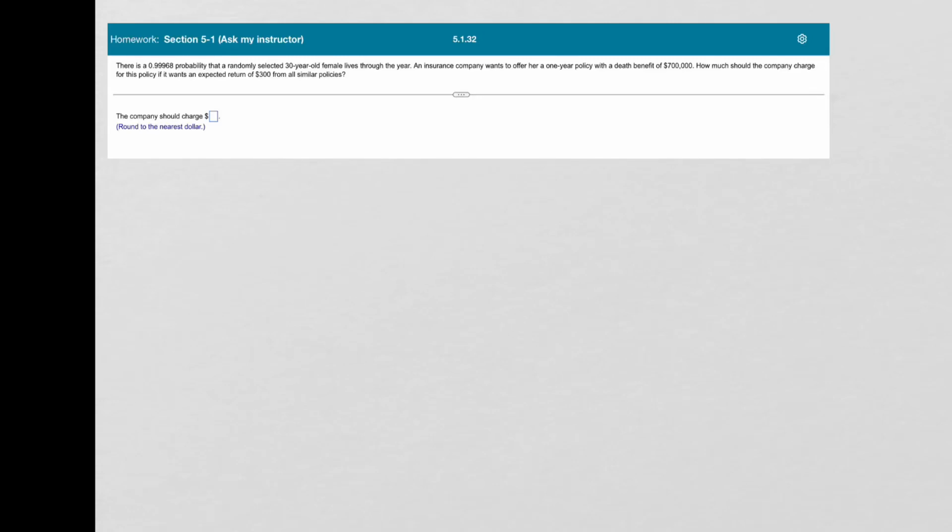In this problem, it says that there is a 0.99968 probability that a randomly selected 30-year-old female lives throughout the year. An insurance company wants to offer her a one-year policy with a death benefit of $700,000. How much should the company charge for this policy if it wants an expected return of $300 from all similar policies?